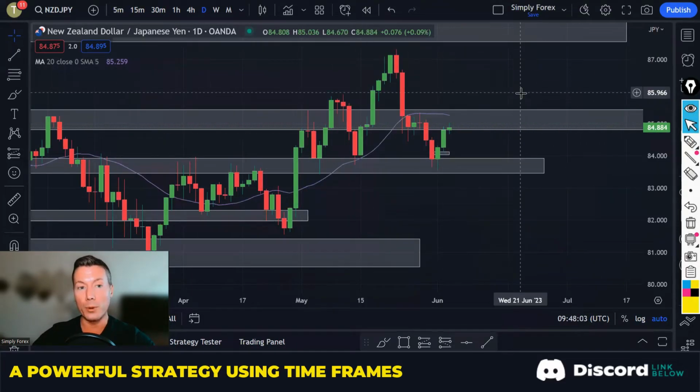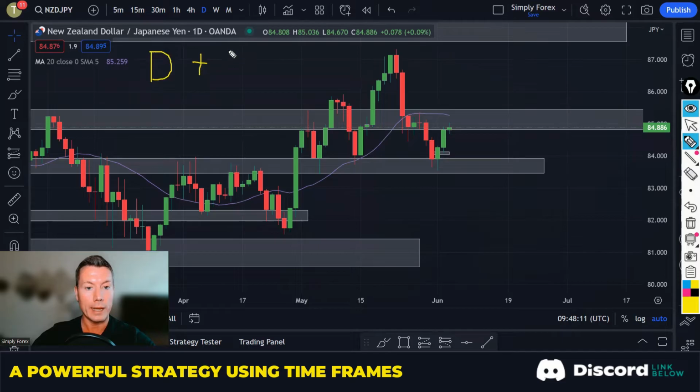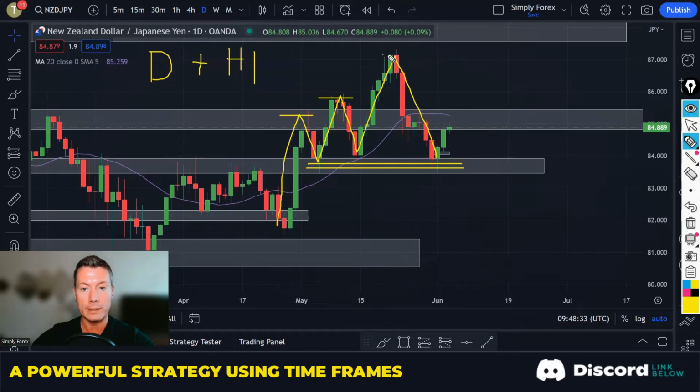Our first example is this. This is New Zealand dollar against the Japanese yen. And remember, we're going to combine the day chart with the H1 chart. So first of all, we look at the day chart and we find the trend. As you can see, guys, higher highs, higher lows, higher highs, higher lows, higher highs. These lows haven't been broken. So for me, we are still in an uptrend. We got higher highs and these lows are holding. So the day chart is in an uptrend.